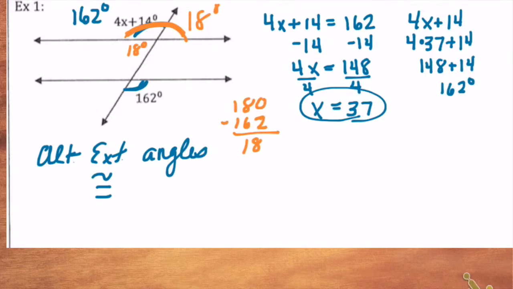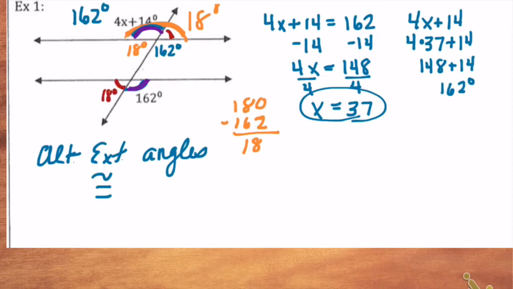So I can say, okay, vertical angles that are matching. And this angle here, let me choose a different color here. This angle here would be alternate exterior with this one. And so this angle with 18 degrees would be alternate exterior with this angle, so that is also 18 degrees.